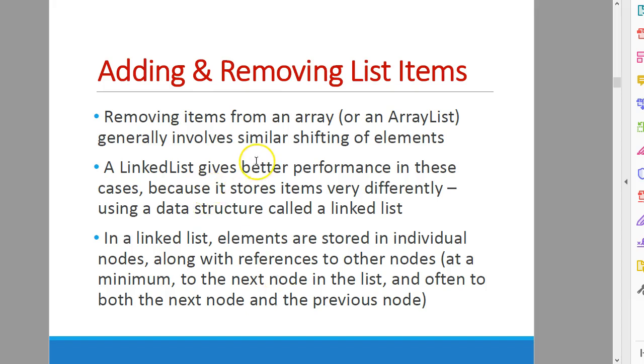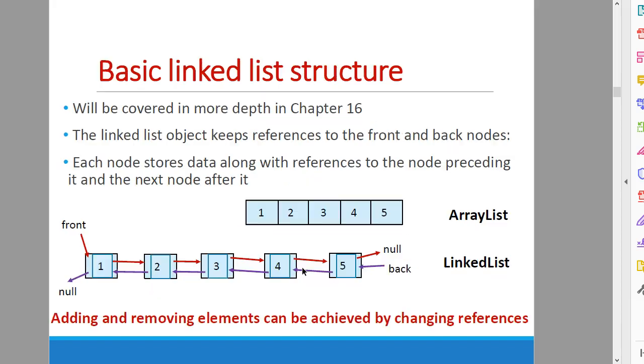So when you remove an item from an array, you have to shift a whole bunch of stuff. A linked list doesn't have to do that because it stores items with individual pointers. So it's easy to change pointers around and insert an item.